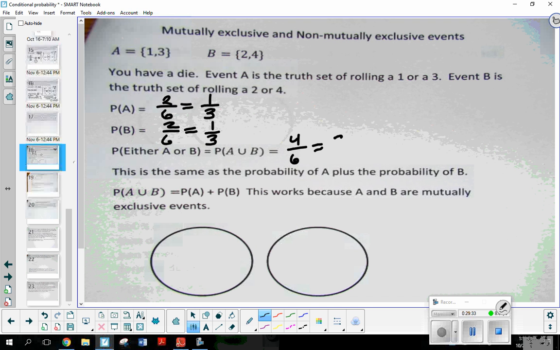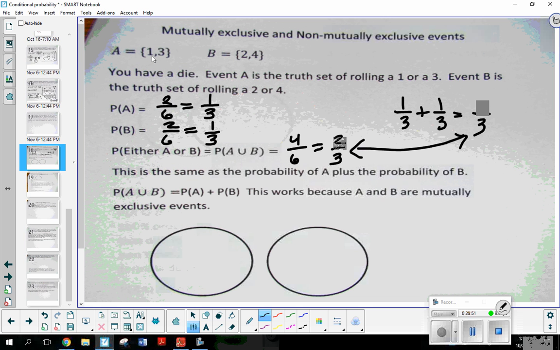which is 2/3. But do you notice anything? What if I take their individual probabilities and add them up? What do I get? 2/3. See, I get the exact same probability. This is the same as the probability of A plus the probability of B.